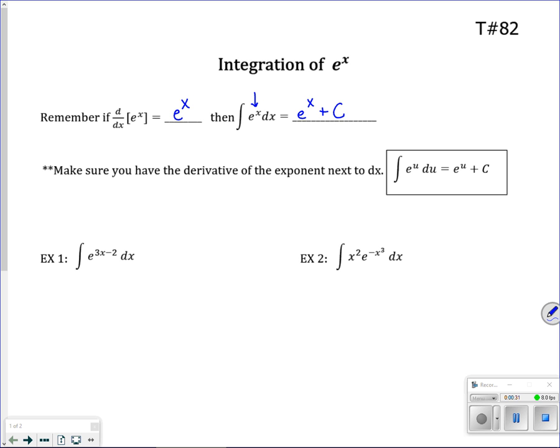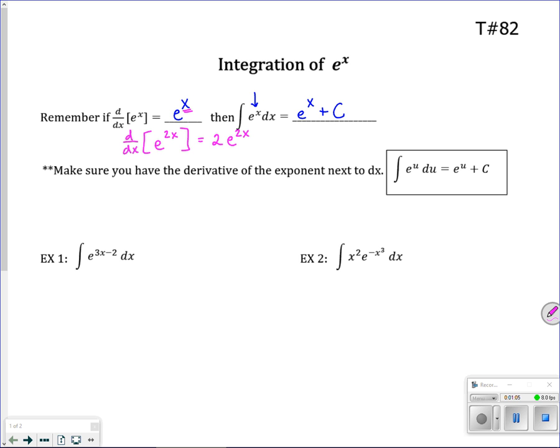So here's what you have to know. Here's kind of the key step with e's: make sure you have the derivative of the exponent next to dx, because again, this thing doesn't have to be just x. It could be a function of x. So it's kind of like if I said what's the derivative of e to the 2x, you would say it's not just e to the 2x, it would be times 2.